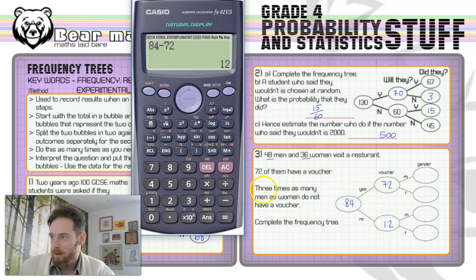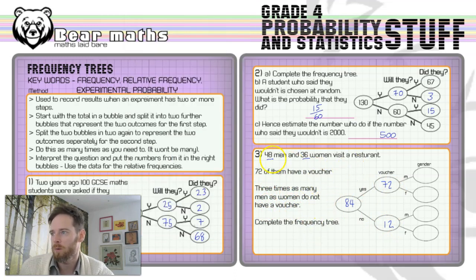And then we've got this horrible sentence here: 3 times as many men as women do not have a voucher. This is a bit tricky, but the information we've got here is that 48 men in total were at this restaurant. That means that this bubble and this bubble, the first and the third, will add up to 48. The women, the females here, are 36, so the second and the fourth will add up to 36. We just need to work out what's going on.